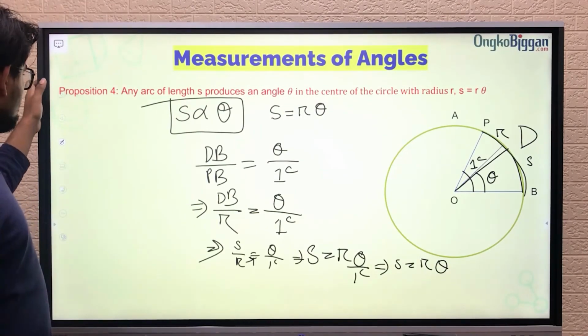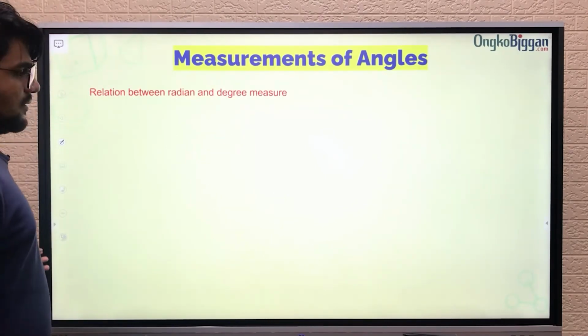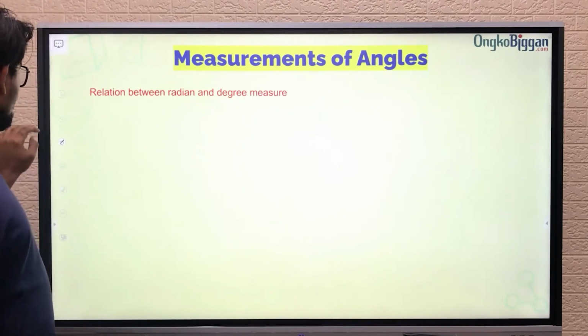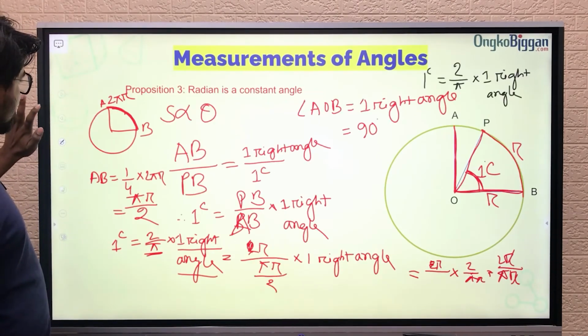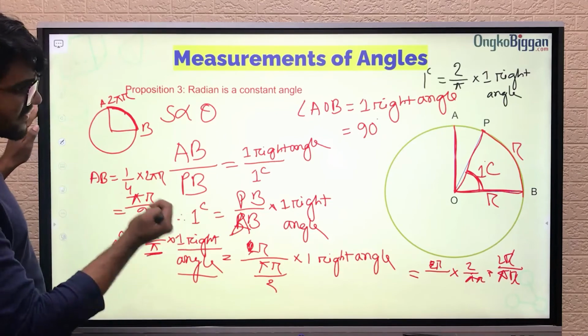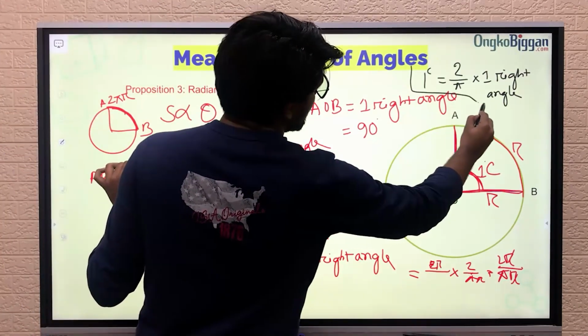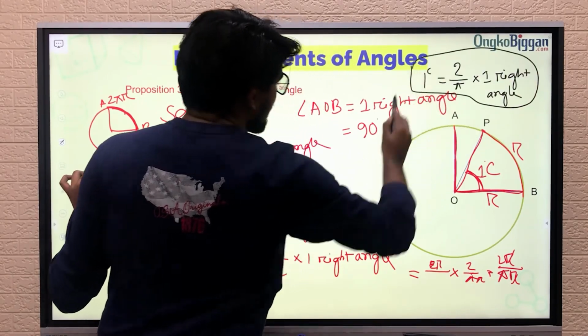So next, let's move on to the actual relation between radian and degree measurement, and for that we will need the previous value of 1 radian. That is, 1 radian equals 2 by pi into 1 right angle.